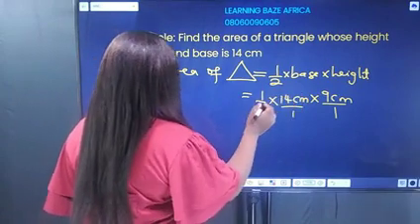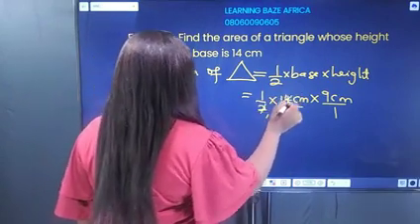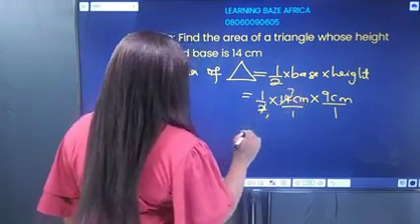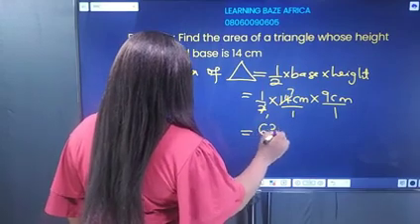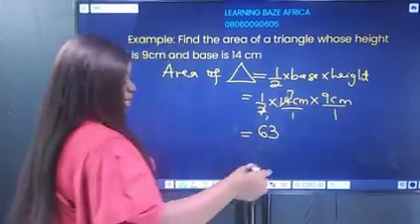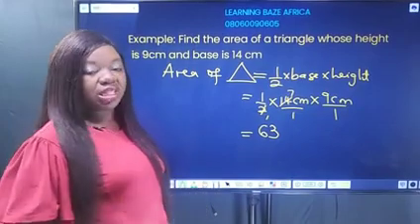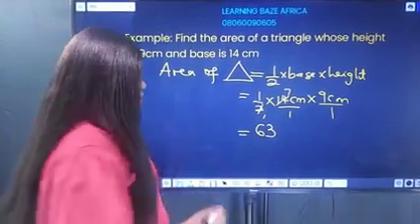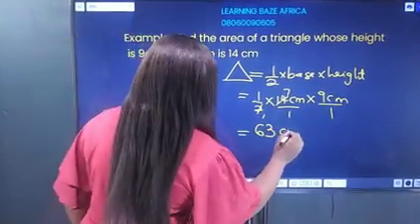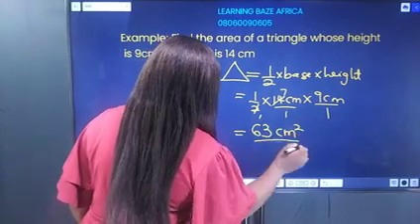2 can divide 14. 2 in 2 is 1. 2 in 14 is 7. So 9 times 7 is 63. Centimeters times centimeters: when you're dealing with area, the unit is always square centimeters. So the answer is 63 square centimeters.